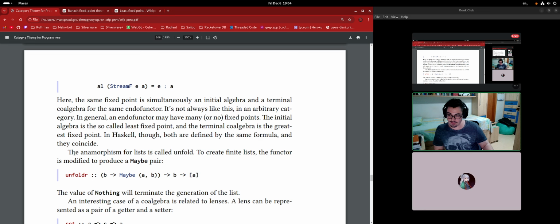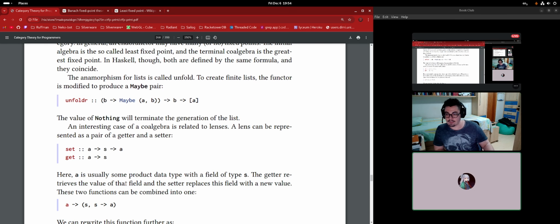And then the anamorphism for lists is called unfold, as I said before, as a spoiler. You actually need to provide a function that generates a Maybe, because it tells us when to stop the seed generation. Yeah, because a list, unlike a stream, may end, right?